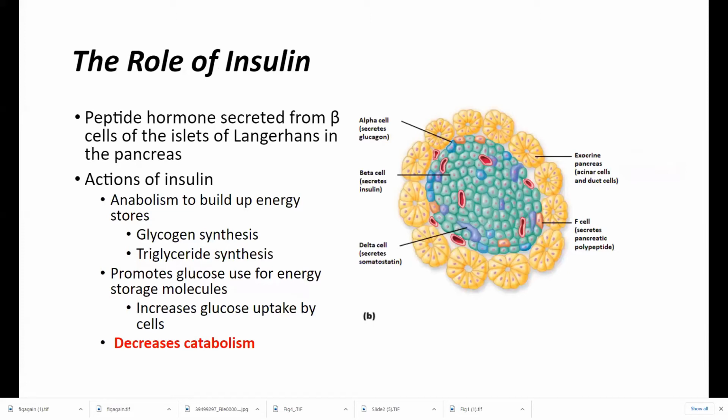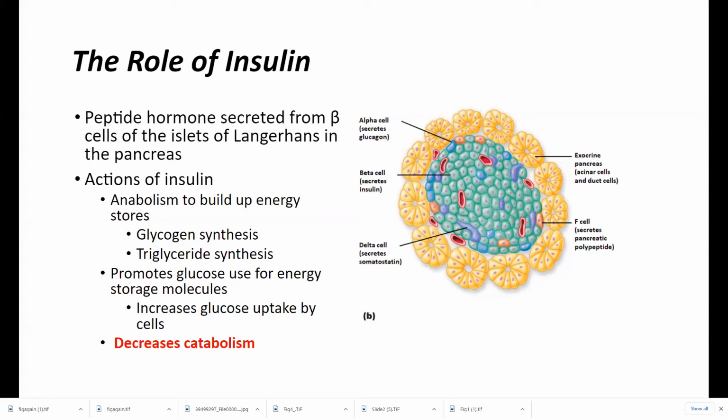A quick reminder of where insulin comes from, okay? So we're thinking about our pancreas, and specifically we're thinking about the endocrine pancreas. So we have endocrine cells located in the islets of Langerhans inside our pancreas. So our insulin comes from beta cells specifically. So here we see our green beta cell. That's going to secrete our insulin.